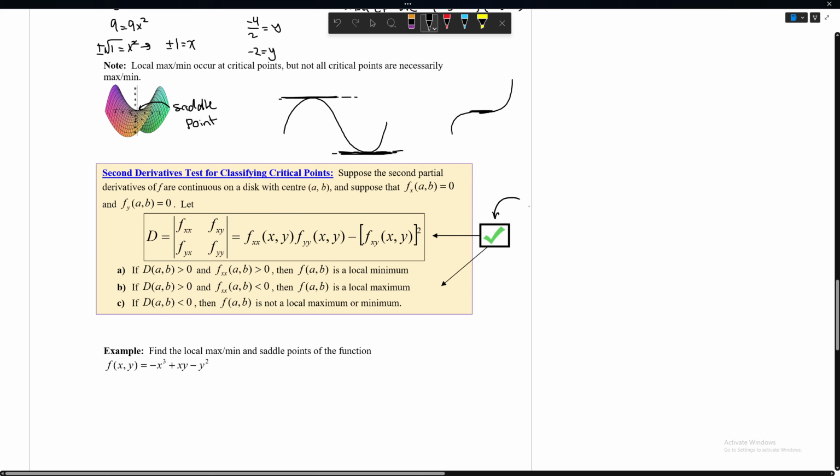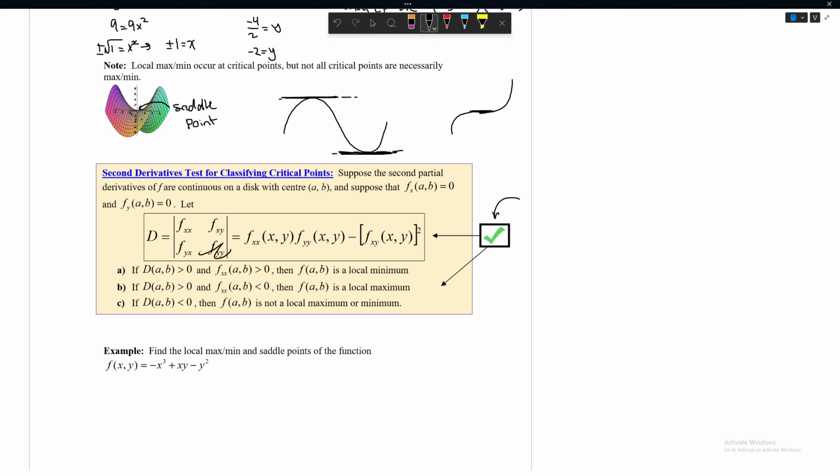Okay? So these are the rules. This is given, right? And the rule says, this is how you get your D, by the way. You don't need to worry about this. This is vectors that looks like linear algebra. Don't worry about it right now. But this is your D. You use this equation to get your D. And if your D is positive, then you can determine your local max and min from your f double x. And if your D is negative, it's not a local max or min. This is a saddle point.